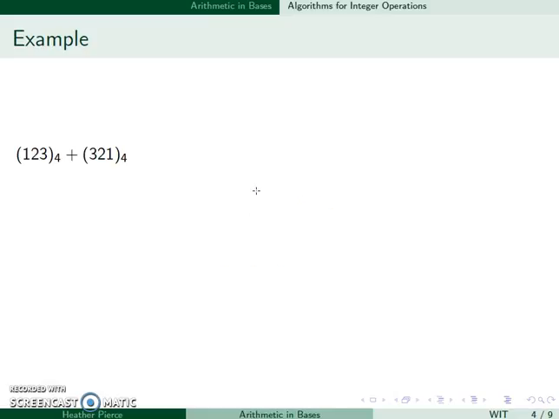If I want to add 123 plus 321 base 4, 3 plus 1 is 4, divided by 4 is 1 with a remainder of 0. So I write down the remainder, and I carry the quotient. 2 plus 2 is 4, plus 1 is 5, divided by 4 is 1 with a remainder of 1. 3 plus 1 plus 1 is 5, which is 1 with a remainder of 1, and then I can bring down the last 1.